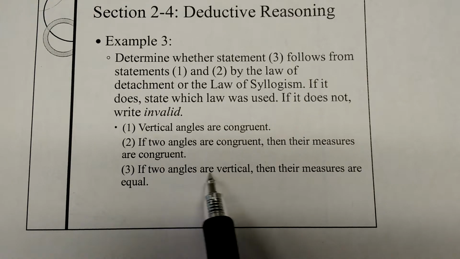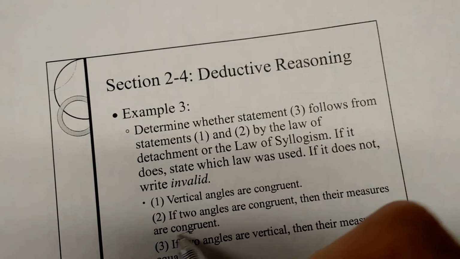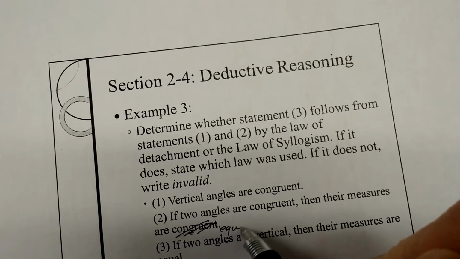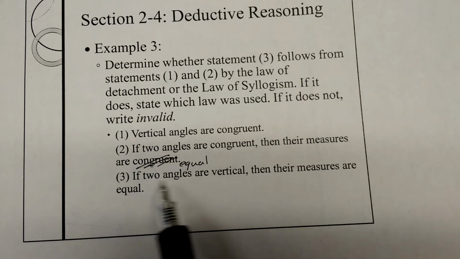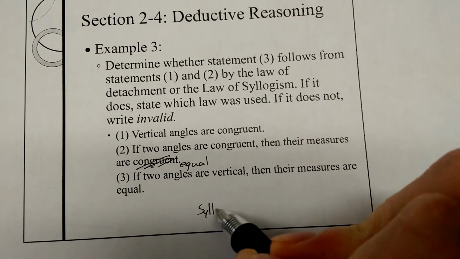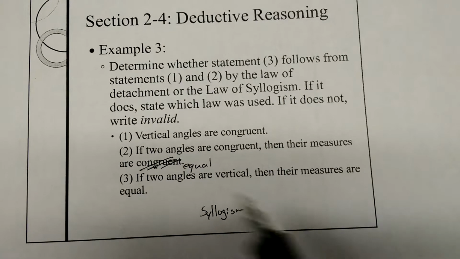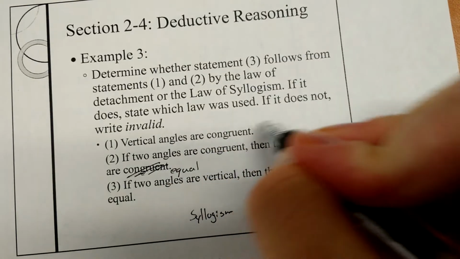So if two angles are vertical, then their measures. There's a typo. That should say equal. So if two angles are congruent, then their measures are equal. So if two angles are vertical, then their measures are equal. So this is an example of syllogism.